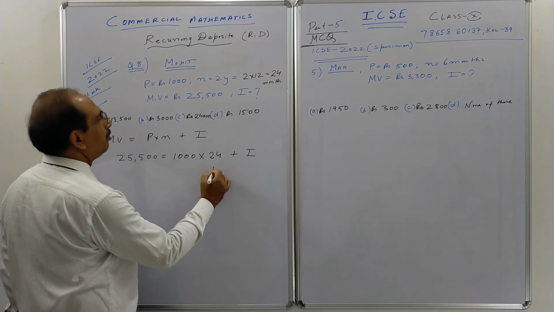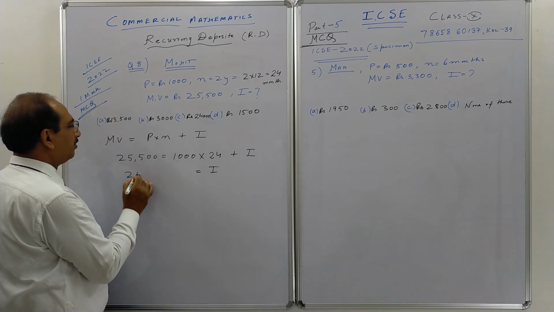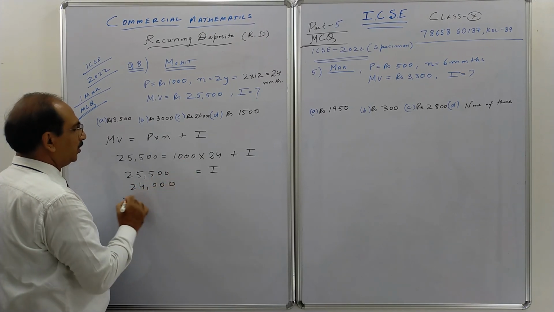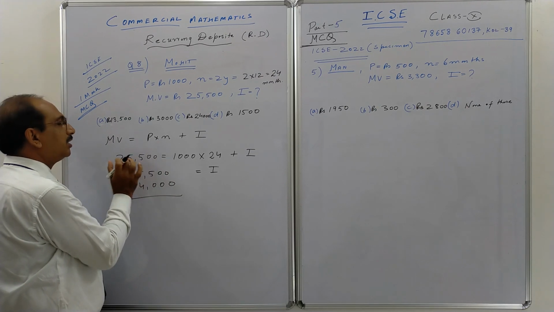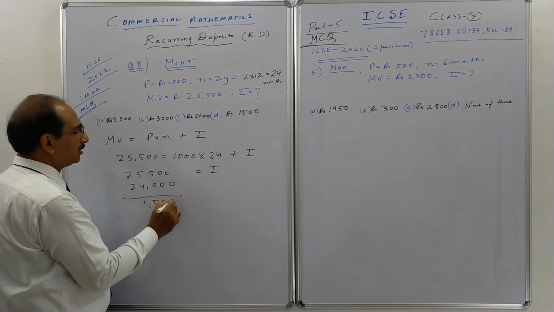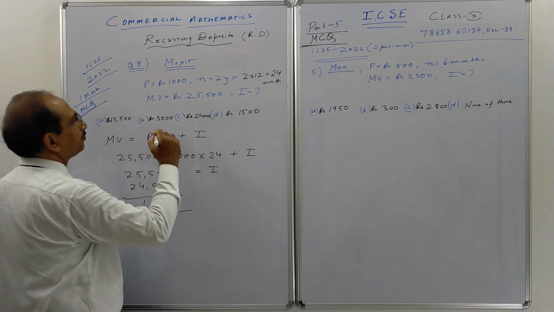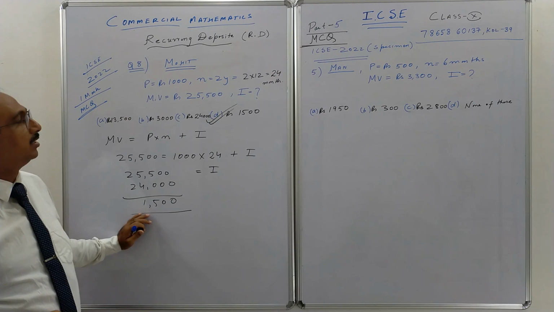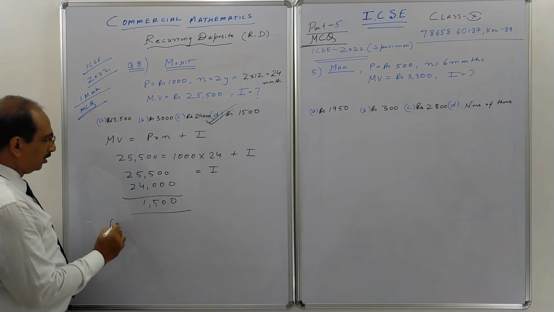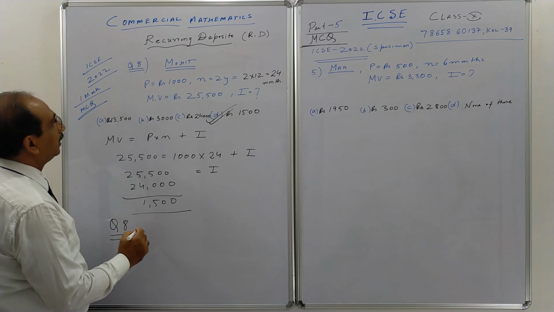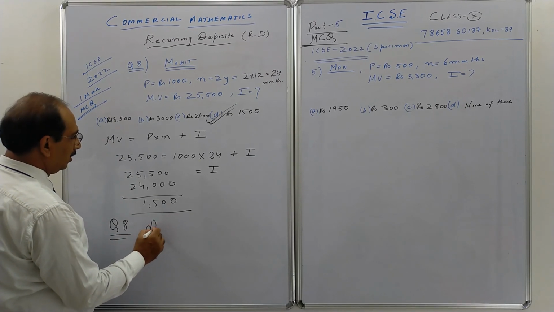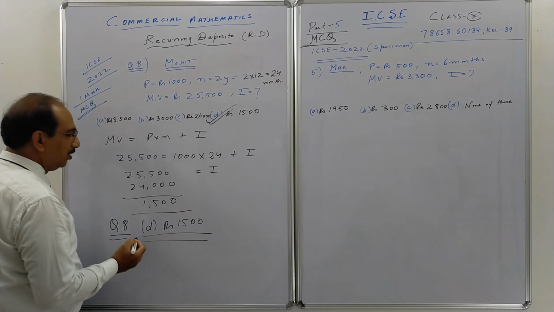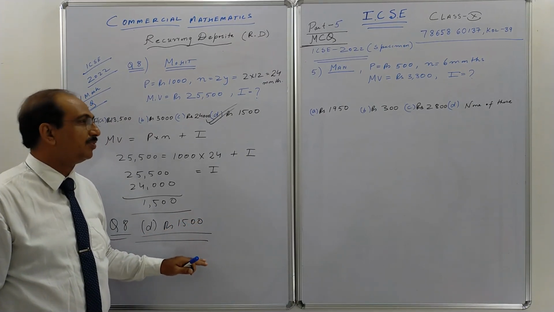So interest paid by bank is 25,500 minus 24,000. So it is his money and this is his money with interest. If we subtract, children, we see that interest paid by bank is 1500. So option D is correct. So what the children should write: question 8, D. You can write only D, but it's better to write the value of option D, rupees 1500.